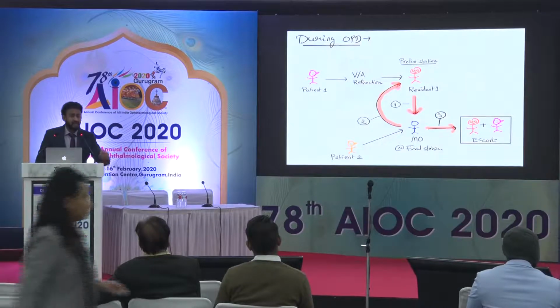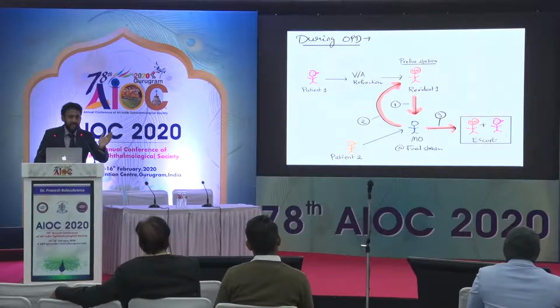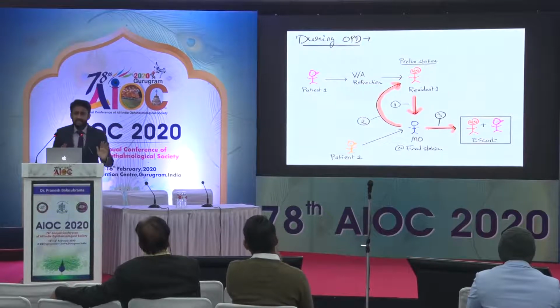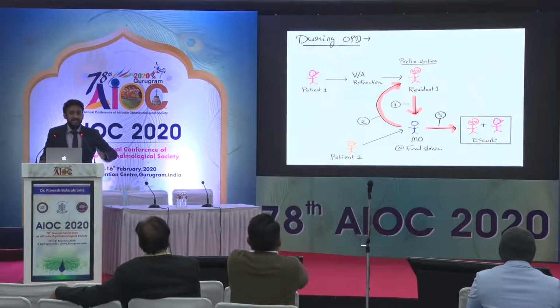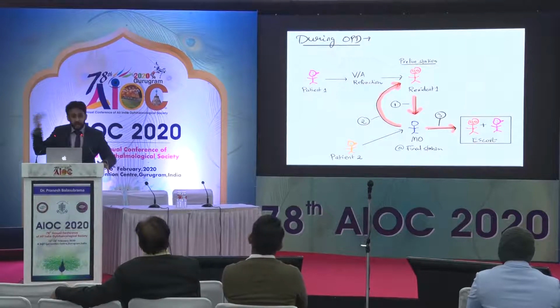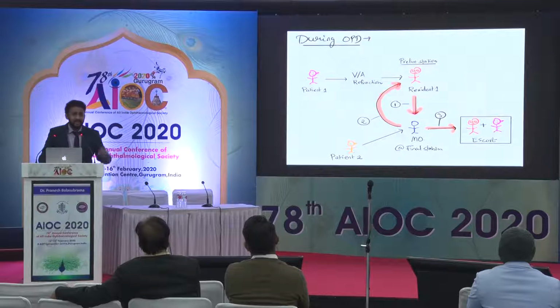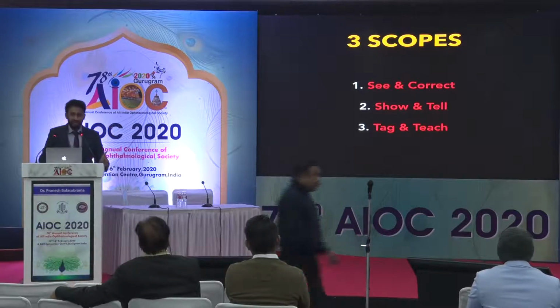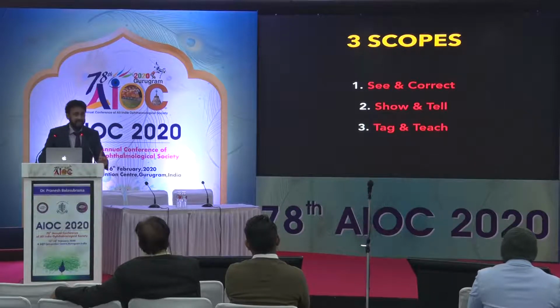Scope 1. When the patient 2 all by himself comes to me, I will examine the patient, and if there's any interesting finding out there, I will show and tell the resident about the findings. The second scope is show and tell. When the patient requires a specialty care, then I'll ask the resident to escort that patient to the specialty center, for example, a cornea or retina. So that is the third scope for teaching: tag and teach. So we have 3 scopes for teaching in a busy OPD: see and correct, show and tell. The third is tag and teach. If we can follow any one of these 3, then we have achieved effective teaching in a busy OPD.